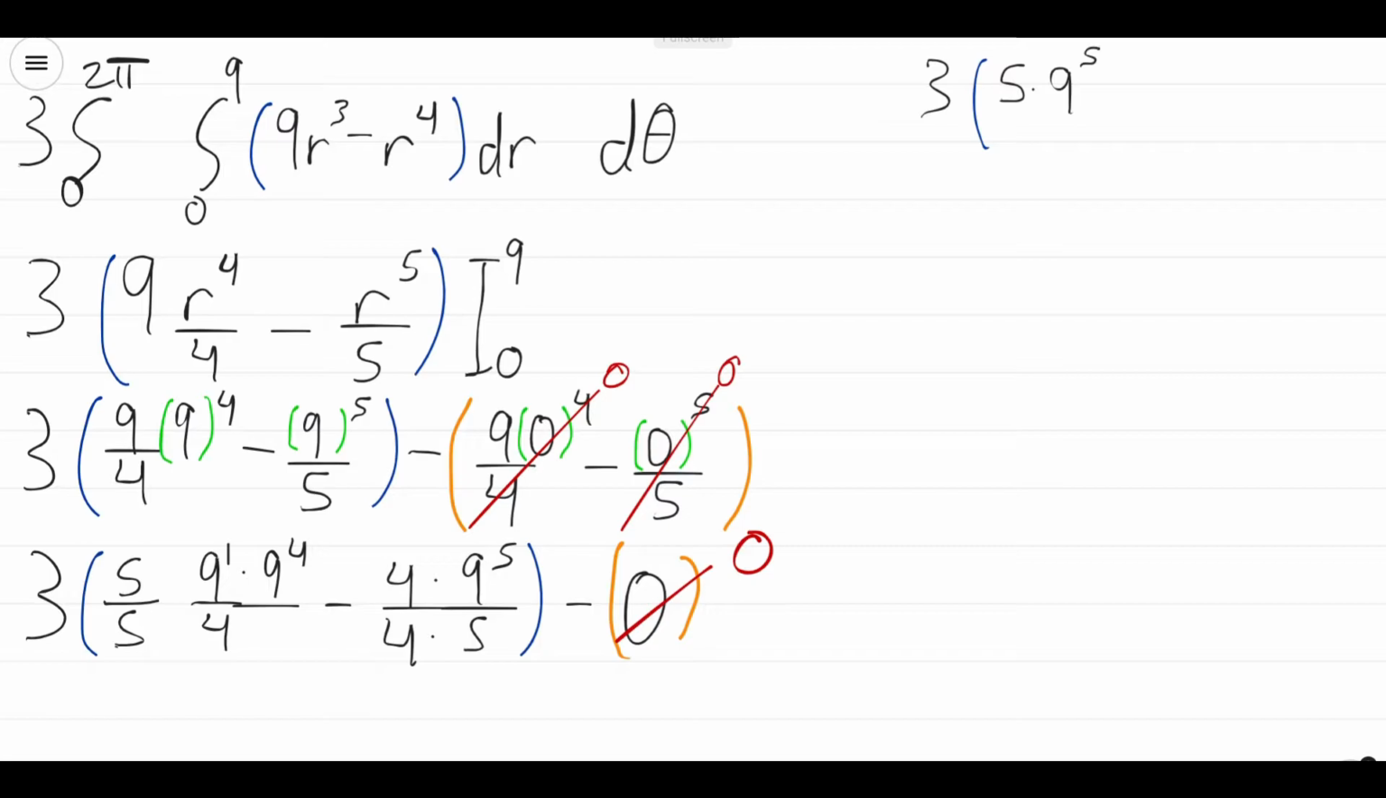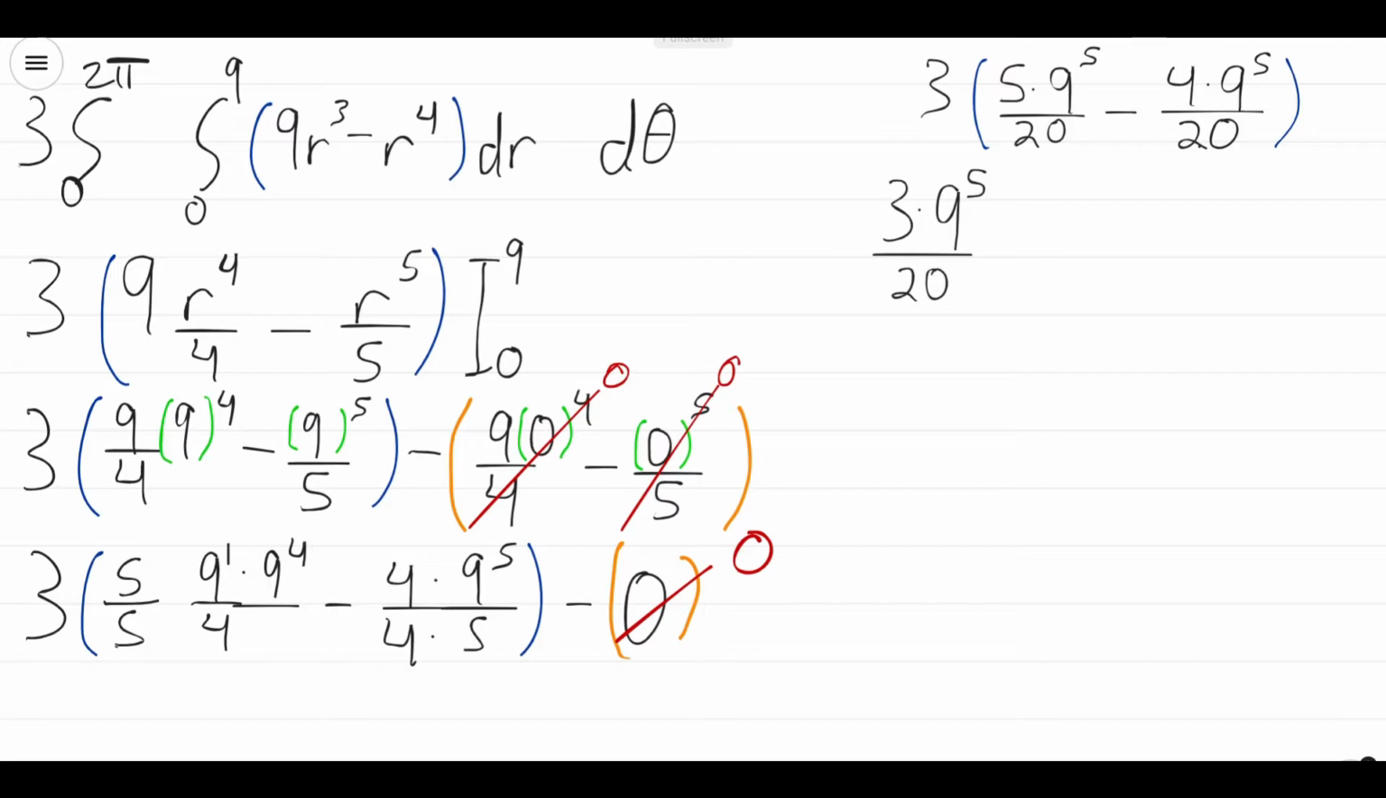So 3 times 5 times 9 to the 1 times 9 to the 4th is 9 to the 5th over 20, minus 4 times 9 to the 5th over 20. And notice how I can factor out 9 to the 5th, and I can factor out a 20.